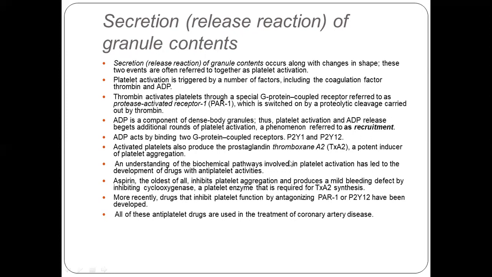Our understanding of the biochemical pathways involved in platelet aggregation has led to the development of drugs with antiplatelet activities. So, what is the significance of studying all these biochemical things to develop drugs? Aspirin, the oldest of all, inhibits platelet aggregation and produces a mild bleeding defect by inhibiting the platelet enzyme cyclooxygenase, which is required for thromboxane A2 synthesis. This is very, very important in multiple subjects, pharmacology, pathology. More recently, drugs that inhibit platelet function by antagonizing PAR1 or P2Y12 have been developed. All these antiplatelet drugs are used for treatment of coronary artery disease.